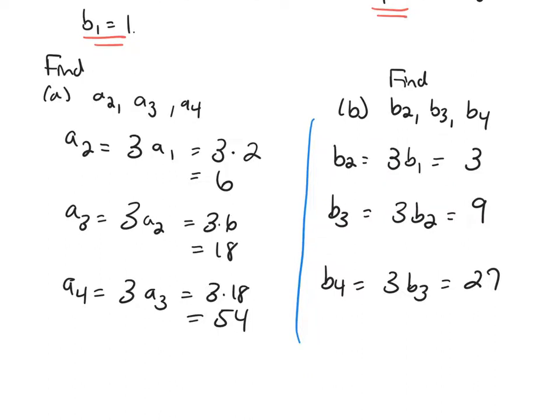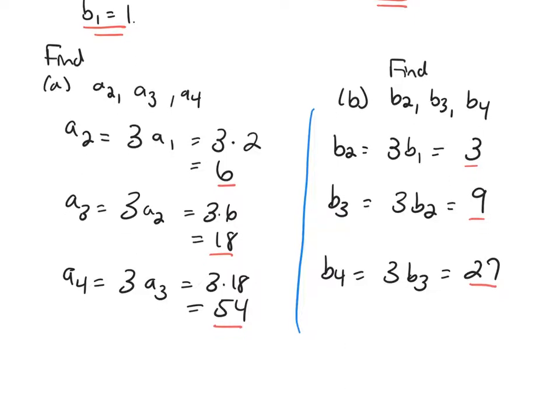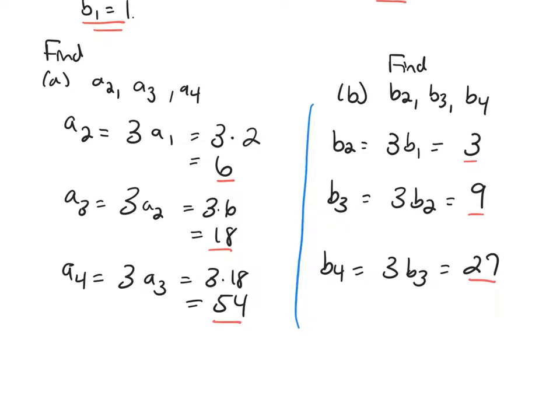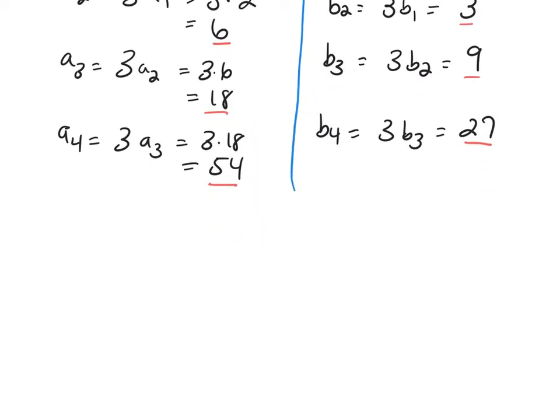So if you compare these two sequences, they had the same recurrence relation, but if I look at the numbers in their sequences, they're not the same. The key idea here is that the initial conditions were different for these two sequences. So it's not enough to just have the recurrence relation. You also need to have the initial conditions.